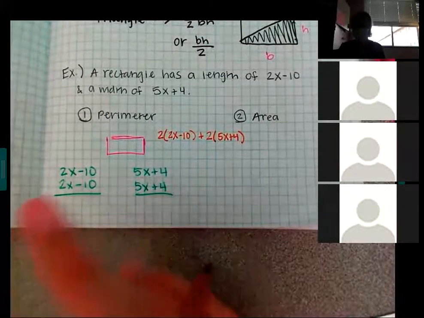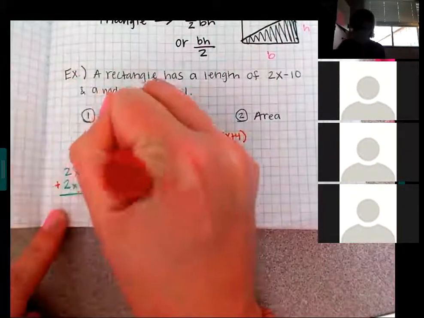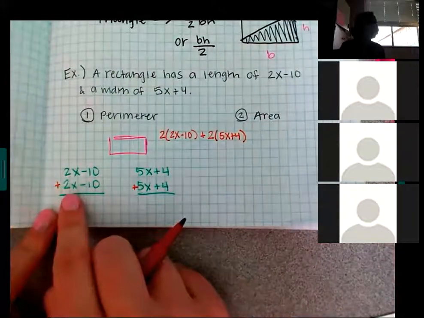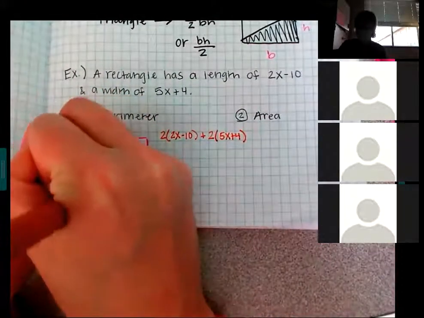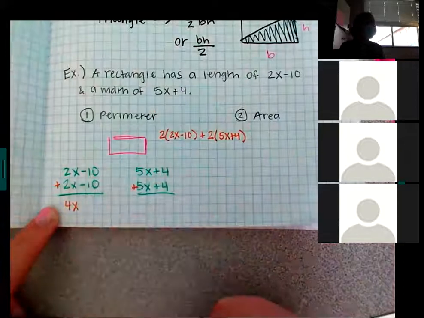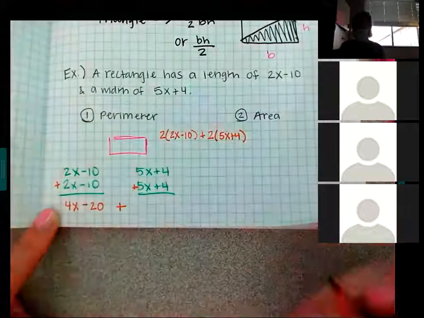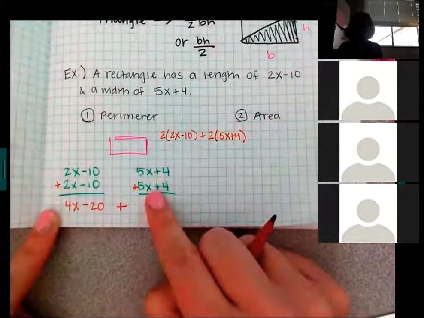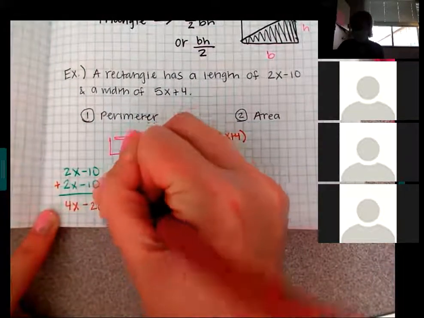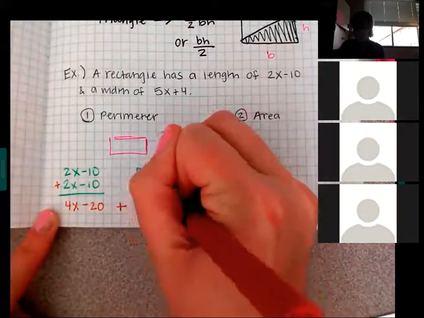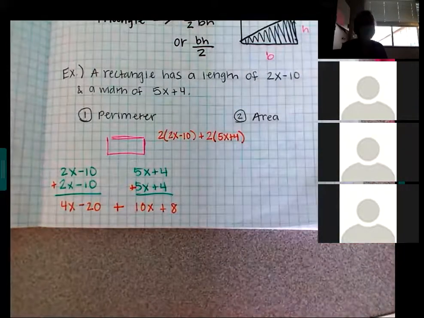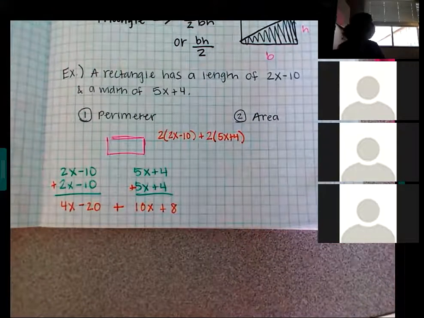All right, y'all, so I'm going to add these green ones if that's cool with y'all. What's 2x plus 2x? 4x. What is negative 10 plus negative 10? Negative 20. So we're going to do 4x minus 20 plus, good, Skyla, 10x plus what? Plus 8. That is negative 20. I like this way too.